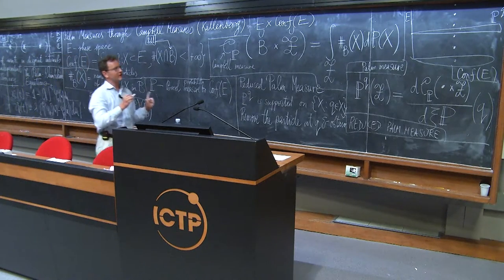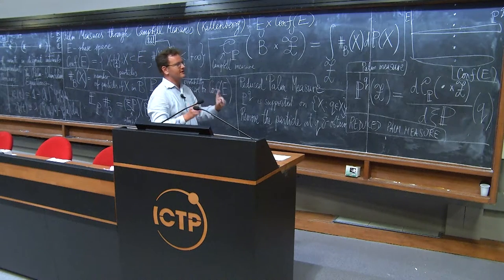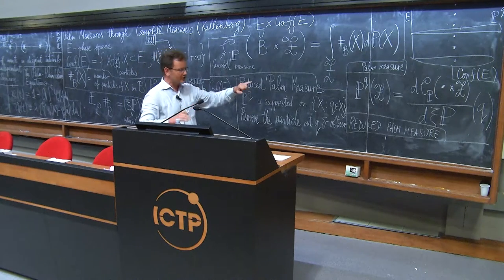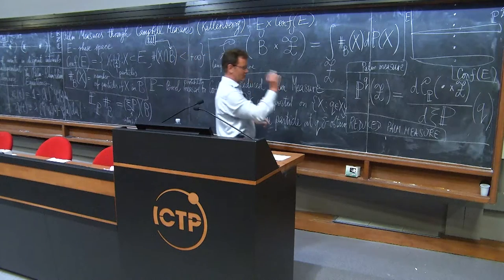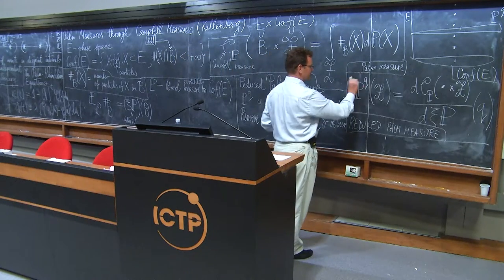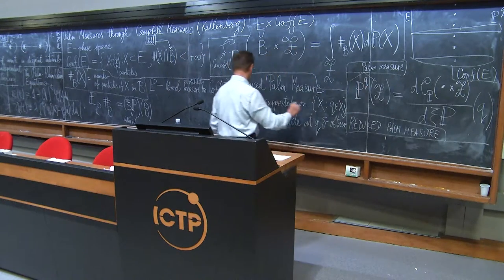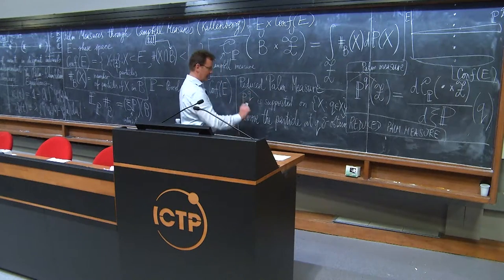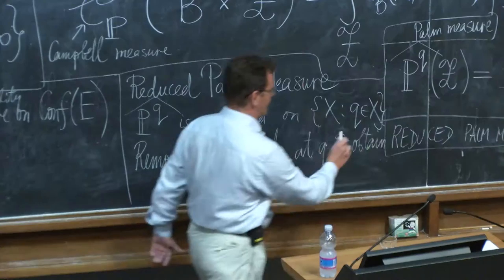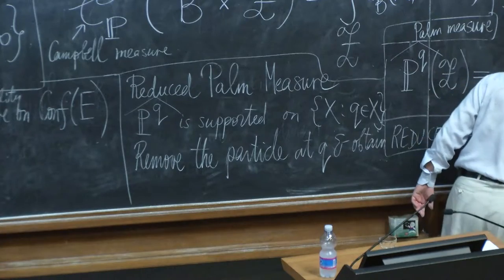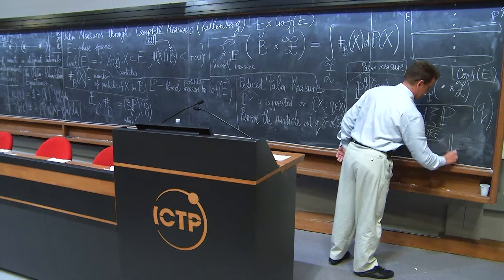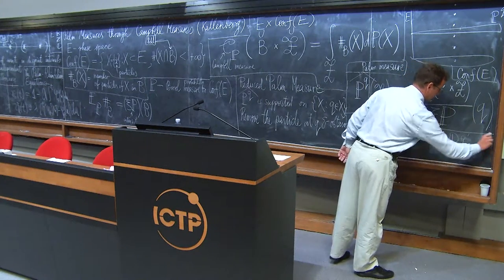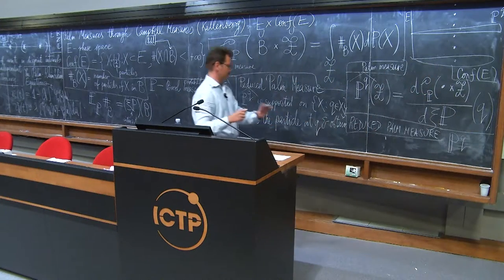Okay, now I will do something really terrible. In what follows, I will not need actual palm measures. I will only need reduced palm measures. So I will change notation in the middle of the talk. I will put a hat on the palm measure, and the reduced palm measure will be PQ without hat, because it's the reduced palm measure which is important for us.